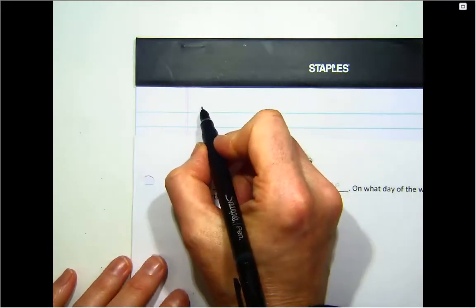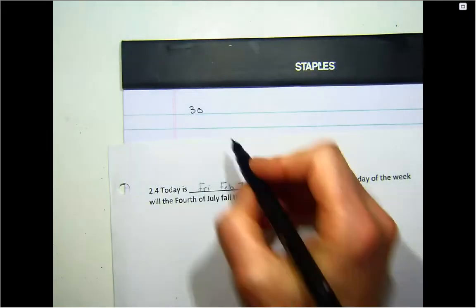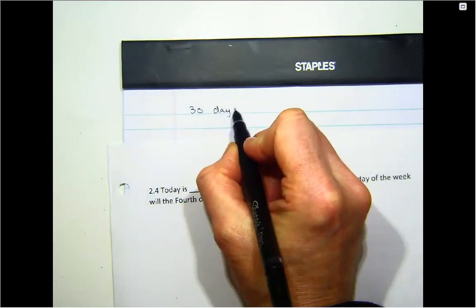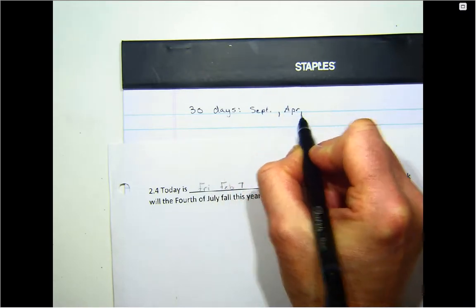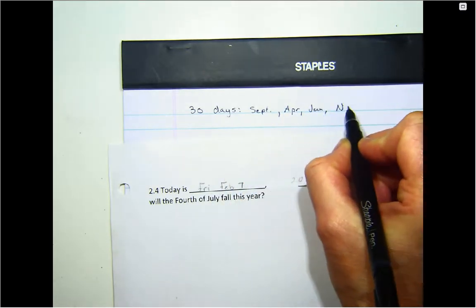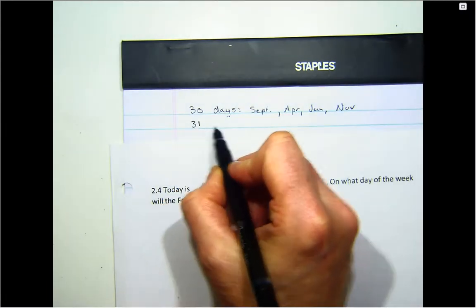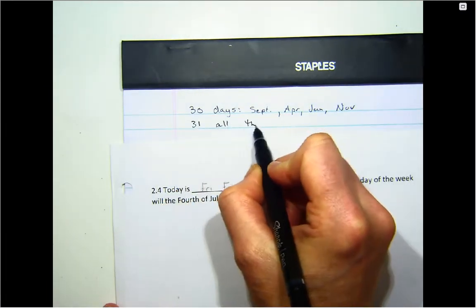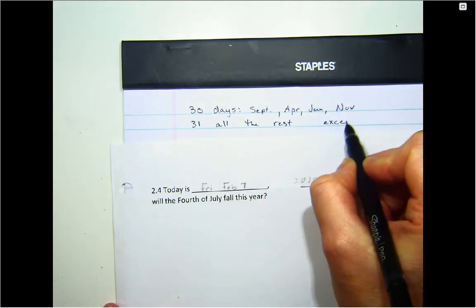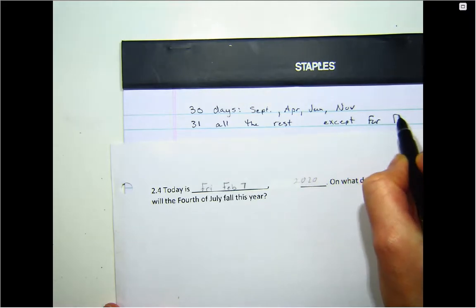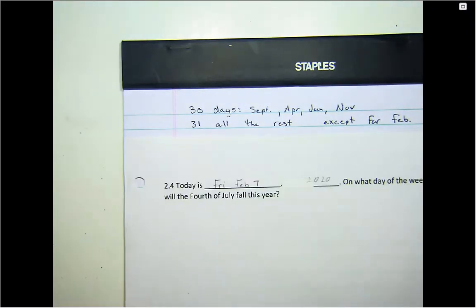So when I was in school, you learned a little rhyme. "30 days has September, April, June, and November. All the rest have 31, except for February." So use that idea and see what day the 4th of July will fall on.